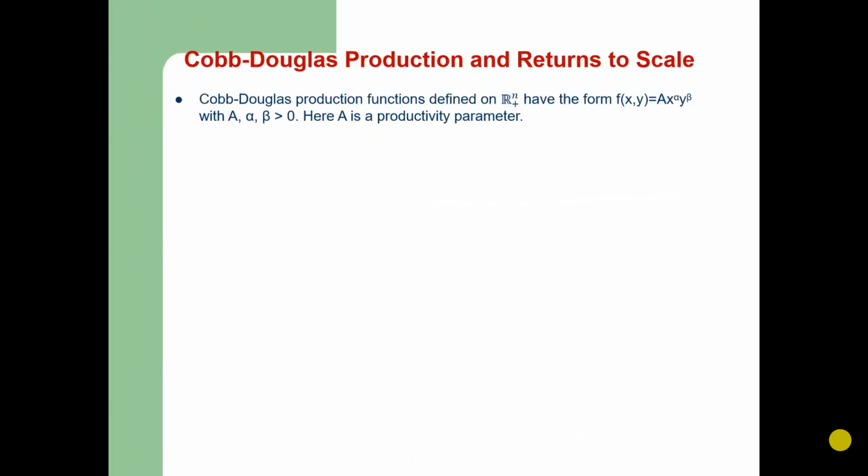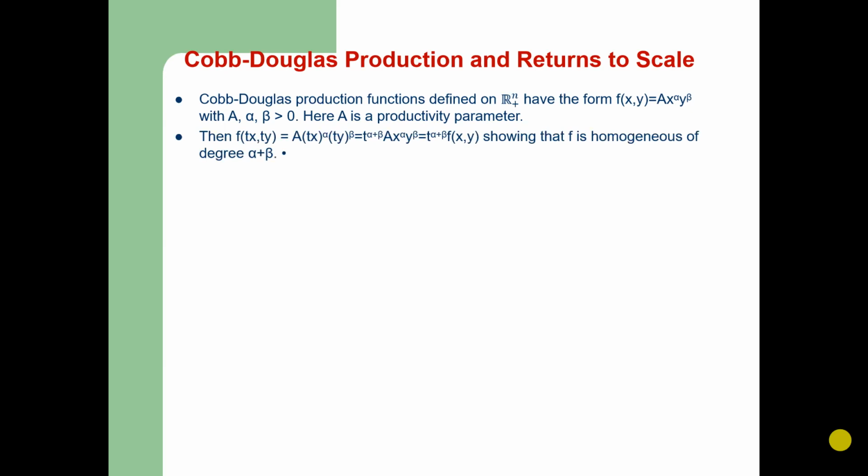This is not homogeneous. Cobb-Douglas production functions defined on the non-negative orthant have the form f of x, y is equal to A x raised to power alpha y raised to power beta, where x may be thought of as capital input and y may be thought of as labor input, with A, alpha and beta greater than 0. Here A is the efficiency parameter or productivity parameter, and alpha and beta are distributive parameters.